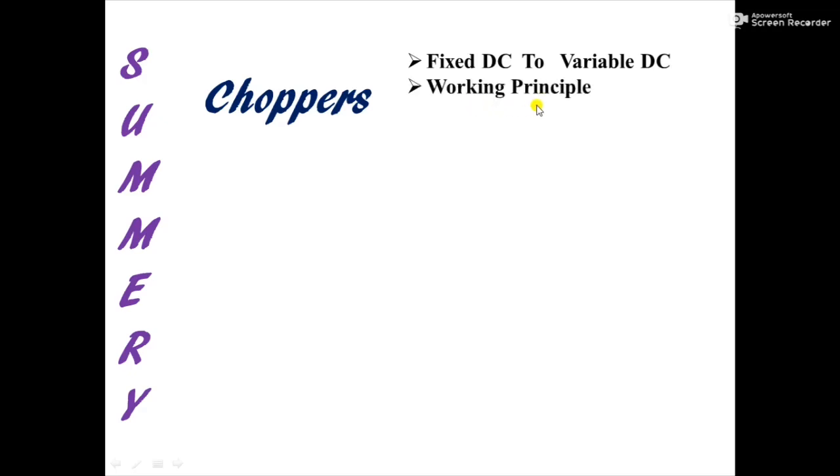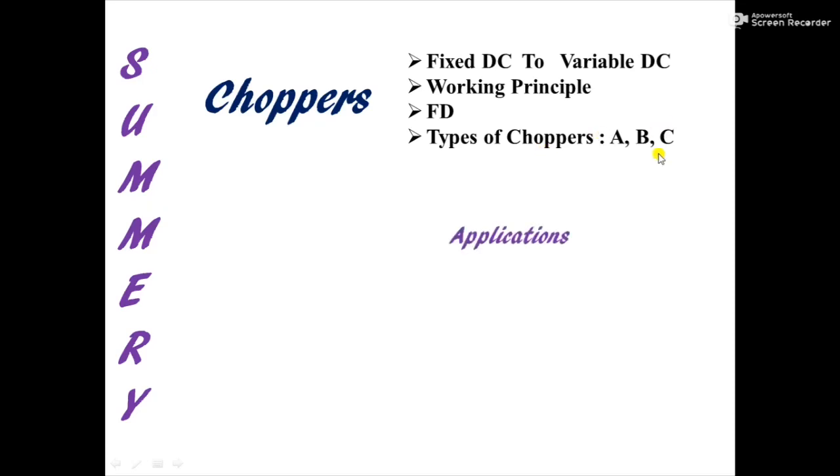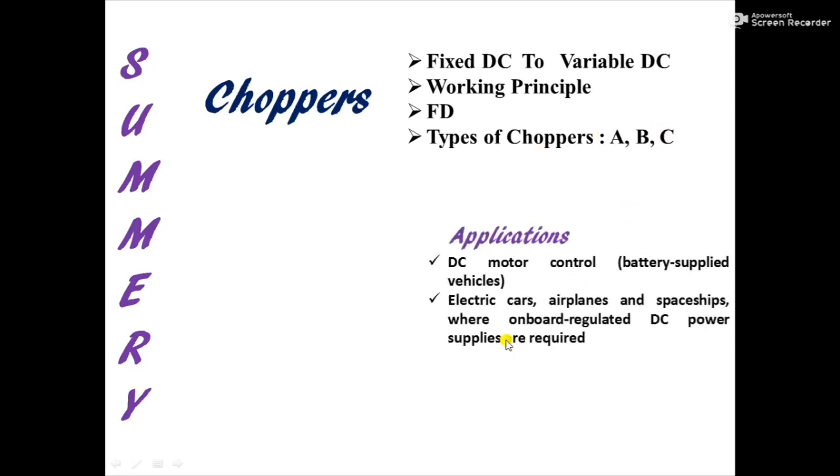Then we have seen the working principle of chopper, how it works. We have seen what a freewheeling diode is, what function it performs in case of a chopper circuit. We have seen three types of choppers: class A, class B and class C, or type A, type B, type C. These are some of the applications of choppers.